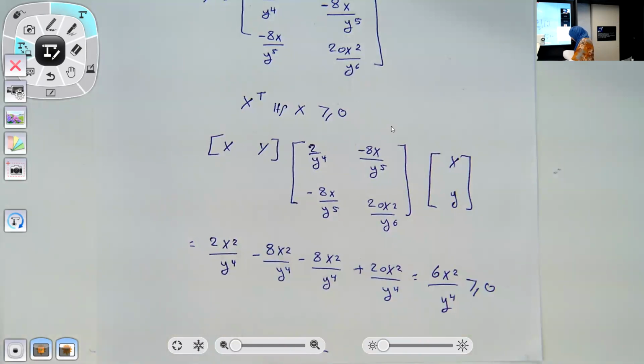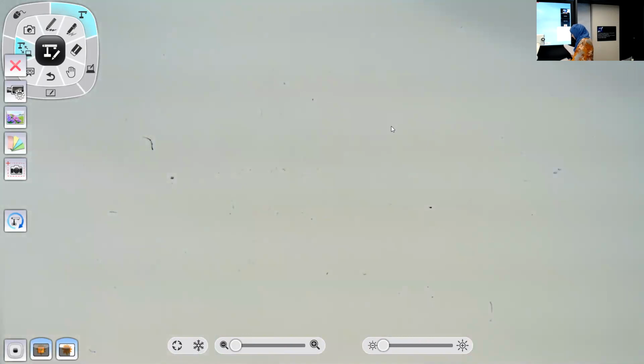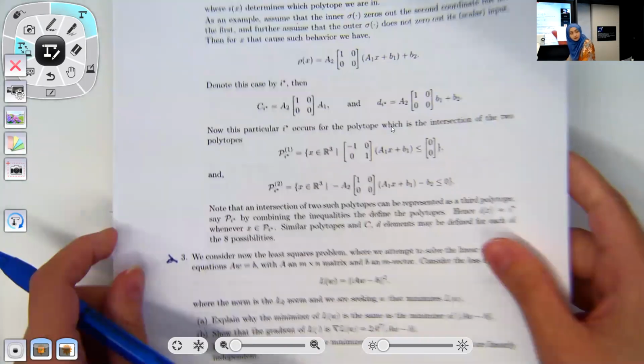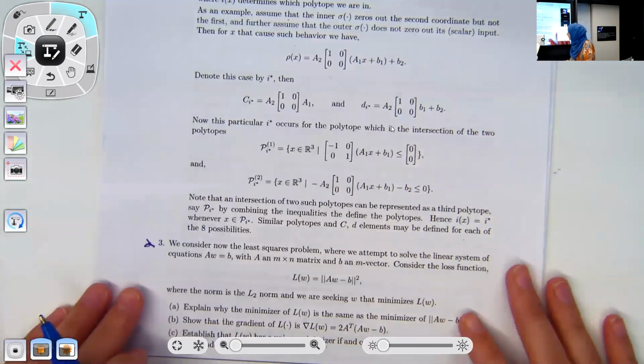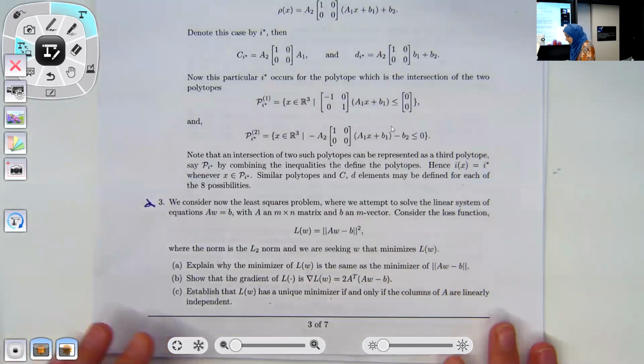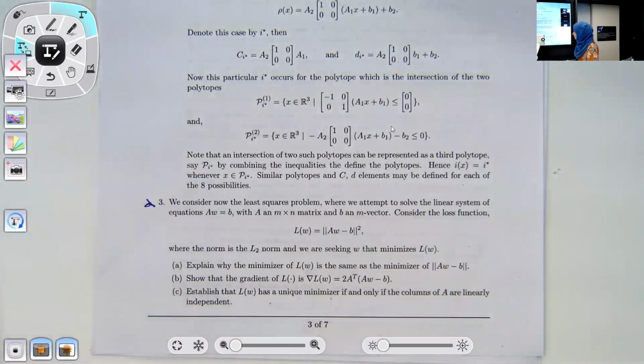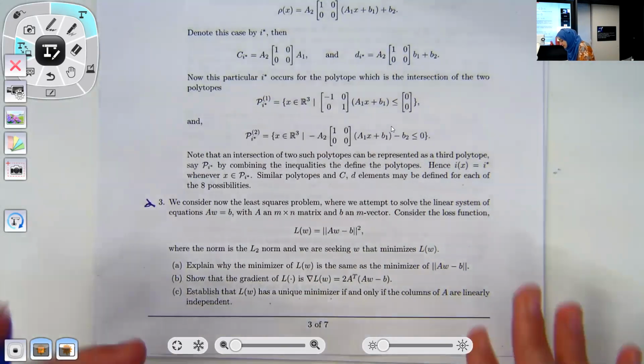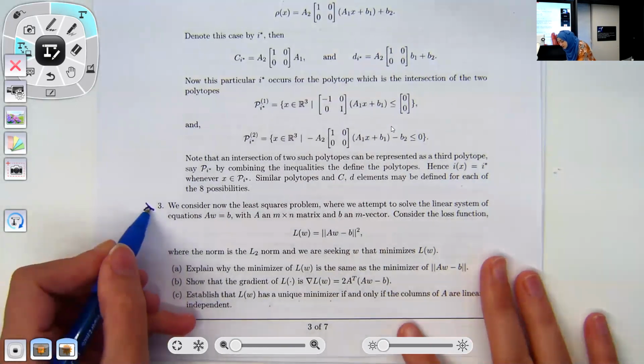Now, let's move to another question. Here we need to look at question 3. In question 3, I will give you the link so you can see this question and the solution if you want. I will give you the link so you can see this PDF file. Now we need to look at question 3.